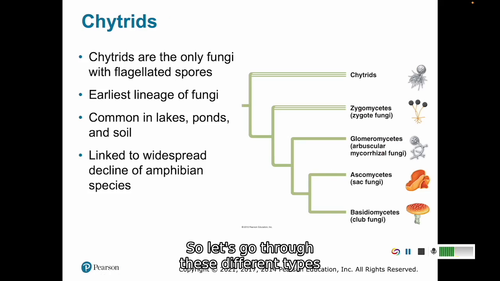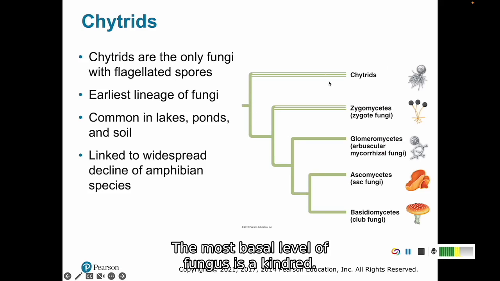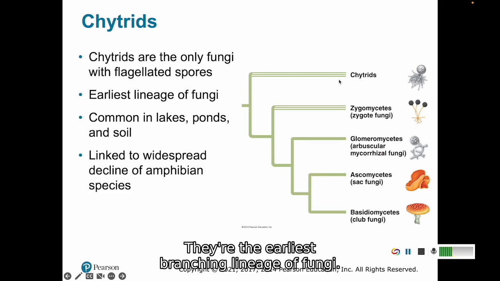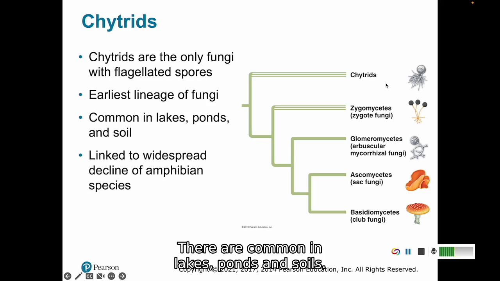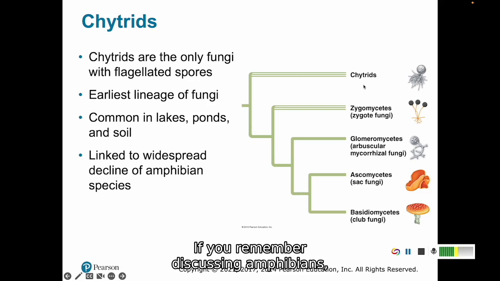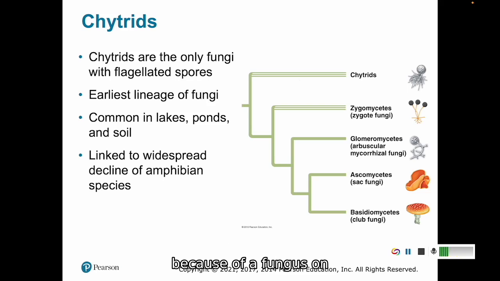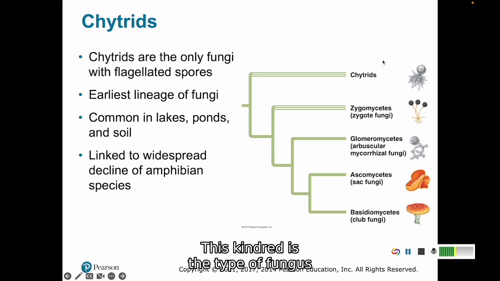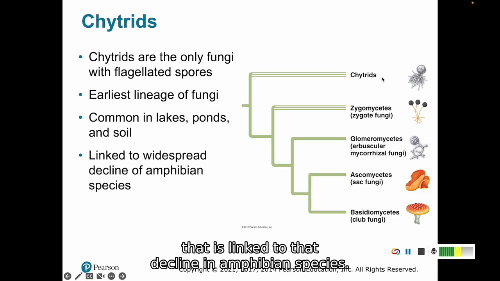So let's go through these different types of fungi that we have. The most basal level of fungus is a chytrid. Chytrids are the only fungi that have flagellated spores. They are the earliest branching lineage of fungi. They're common in lakes, ponds, and soils. And one sad thing about chytrids, if you remember discussing amphibians, there's been a widespread decline of amphibians because of a fungus on their skin that makes it difficult for them to breathe. This chytrid is the type of fungus that is linked to that decline in amphibian species.